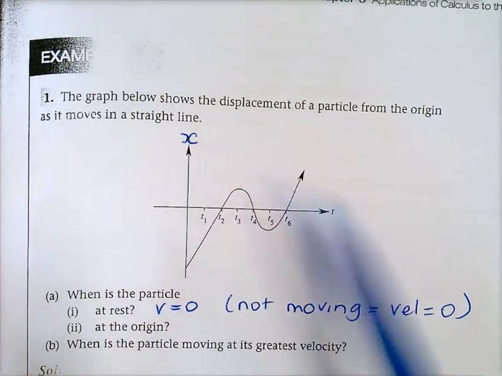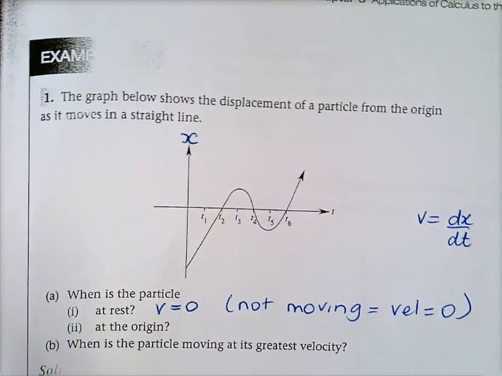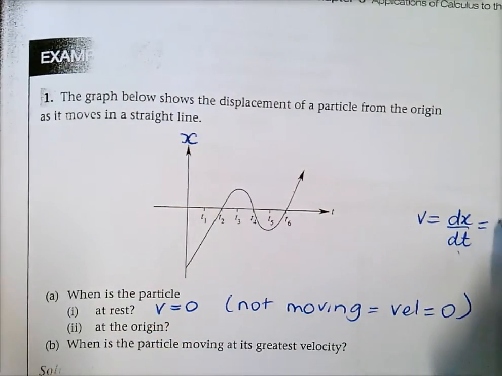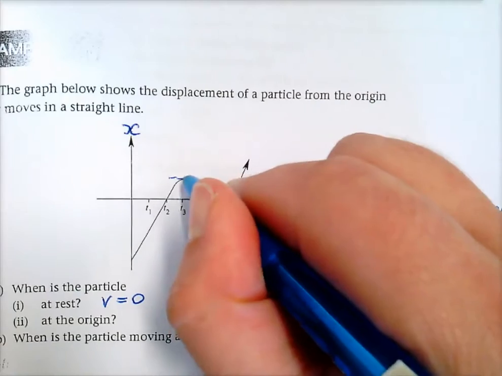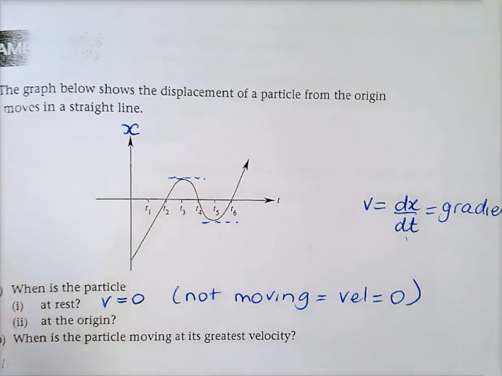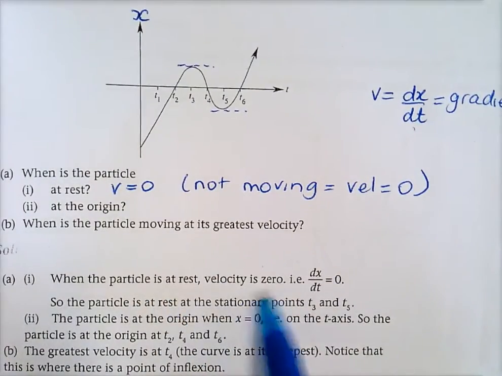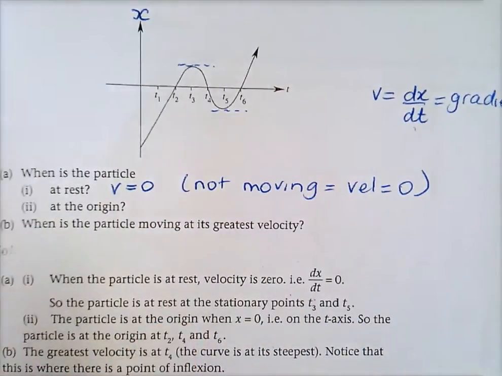So, girls, this is x versus time. Now, we know that v is dx/dt. It's the first derivative. What am I looking for on that graph? Stationary points. Gradient 0. So, velocity is 0. Velocity is dx/dt, or the gradient of the curve. So, where is the gradient of the curve 0? At the stationary points. So, therefore, it's at T3 and T5. Girls, it's all down here in your examples. When the particle is at rest, velocity is 0, dx/dt is 0. So the particle is at rest at the stationary points T3 and T5.